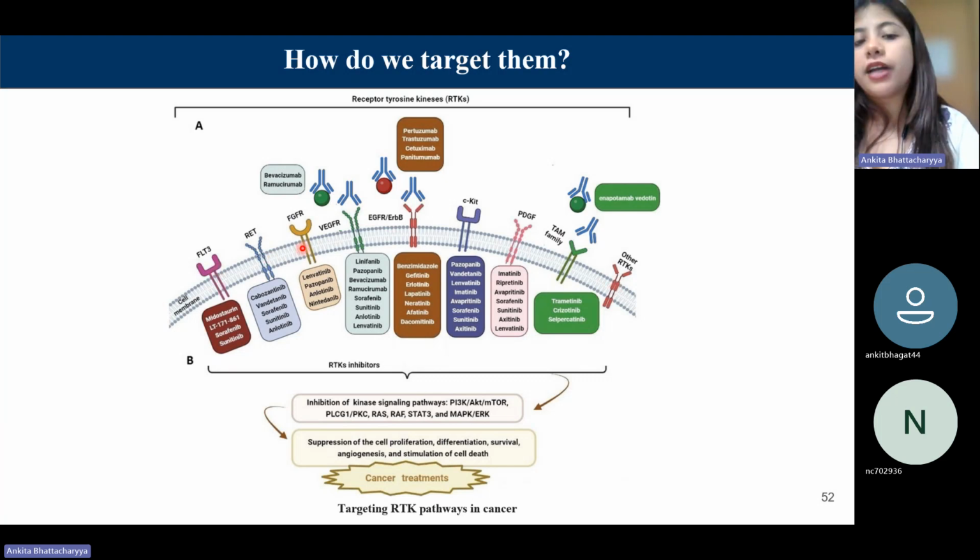FLT3, RET receptor, FGFR, VEGFR, EGFR or ERB, c-KIT, PDGF, TAM, and other RTKs. So we'll just go through it. You don't have to memorize all of this. It's just for your understanding that different inhibitors are known.